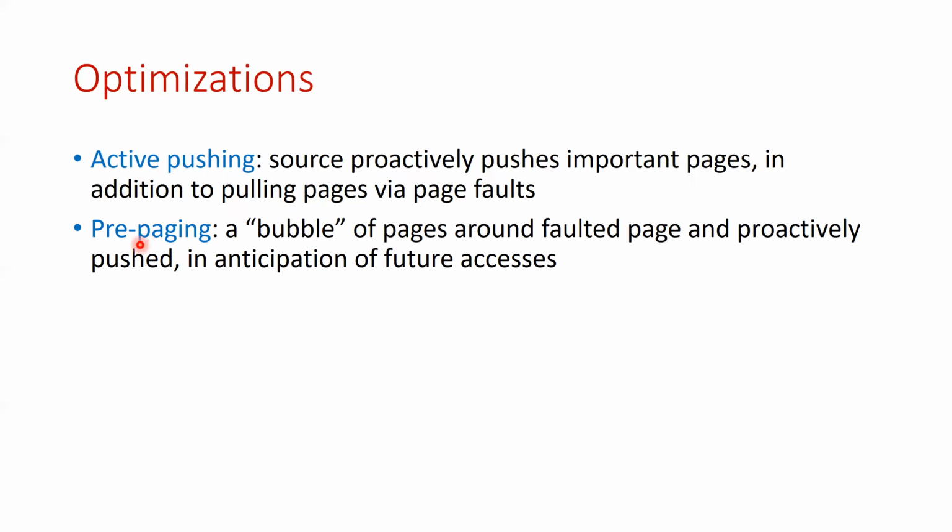Another optimization you can do is what is called pre-paging. That is, when a page fault occurs, you can proactively prefetch the next few pages. So a bubble of pages, a few pages before and after a page fault, because if it's a piece of code or a data structure, the next few pages also may be accessed. So you can proactively push pages around this bubble around a page fault. Okay, so this is called pre-paging. These two concepts are somewhat similar.